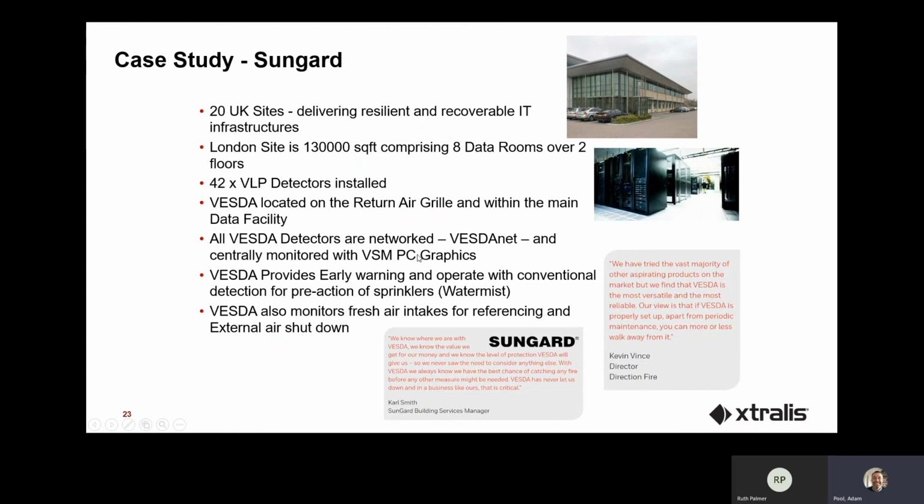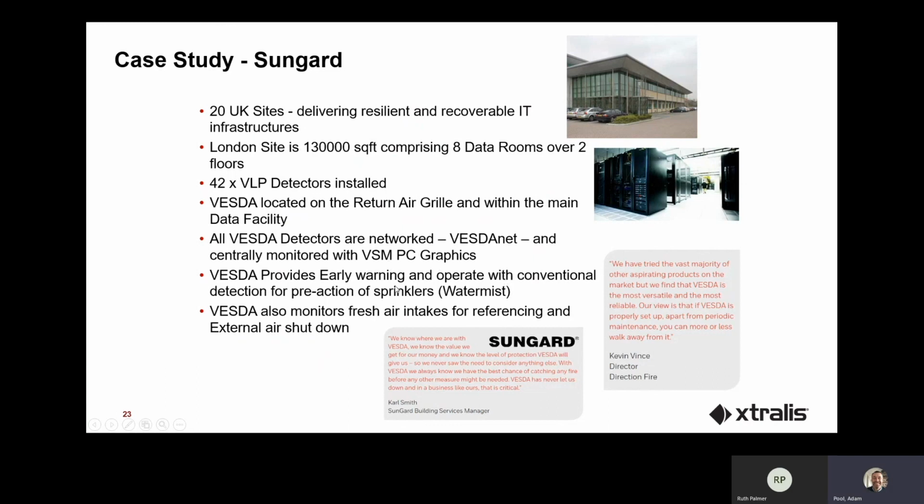It also allows us to do referencing. Referencing is very important. If we're drawing air from outside a space to inside, if there's a risk of smoke being drawn from outside into the facility, we could get an unwanted alarm. So in that case, we would use referencing to monitor that fresh air coming in to offset against any other potential problems within the space.